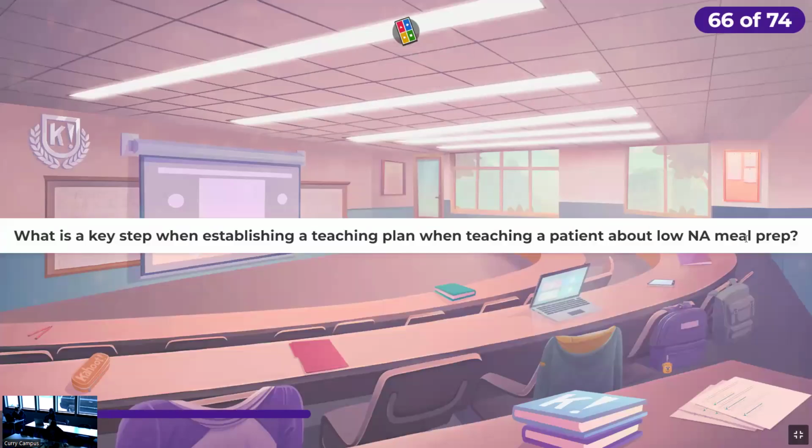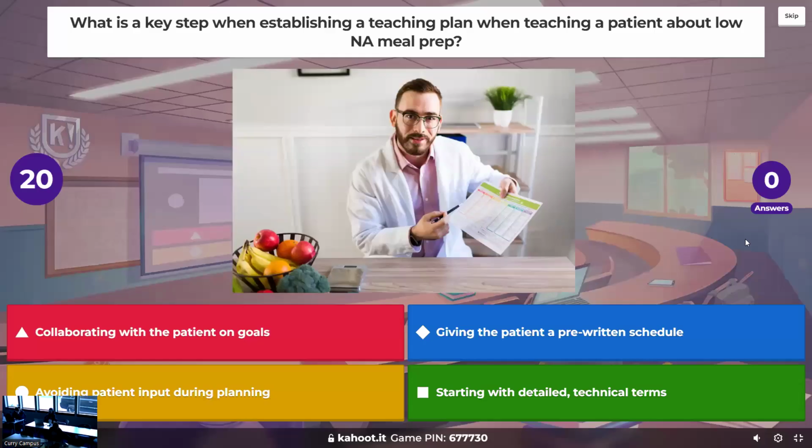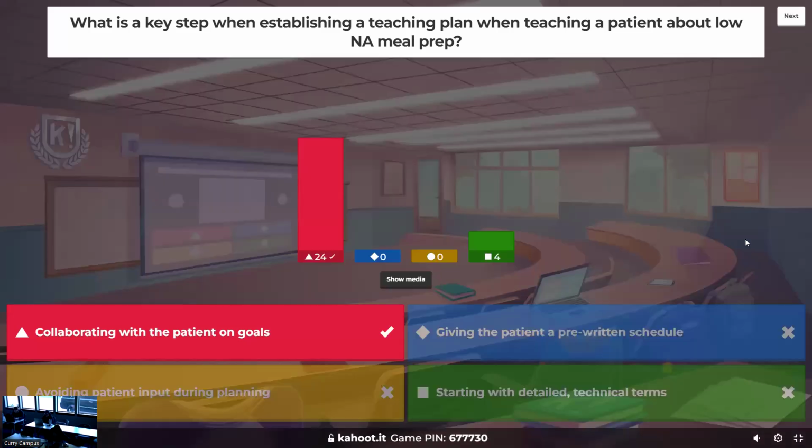What is the key step when establishing a patient plan or a teaching plan when teaching a patient about low sodium meal prep? Yeah, almost didn't make sense. The yellow is avoiding patient input during planning. Good. Collaborate with the patient on their goals.